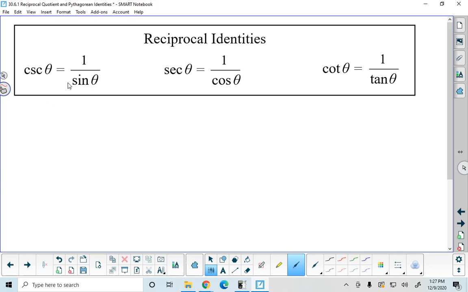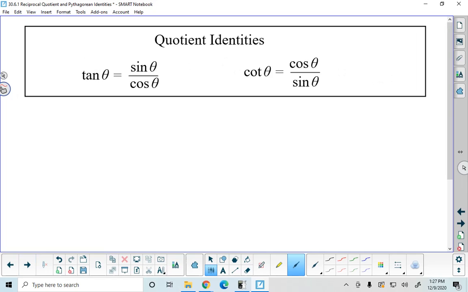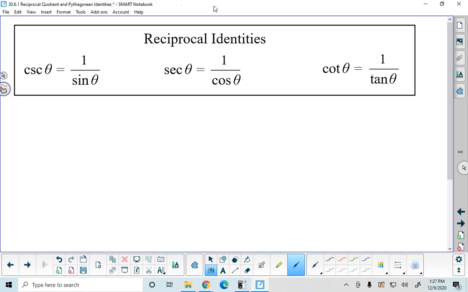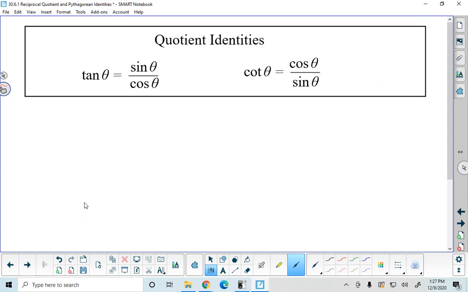Okay? Now there's more identities. Oh, by the way, you have to know the names of these. These are called reciprocal identities because they involve a reciprocal. There are what we're calling the quotient identities. Quotient means divide. So tangent of theta is always equal to sine of theta over cos of theta.